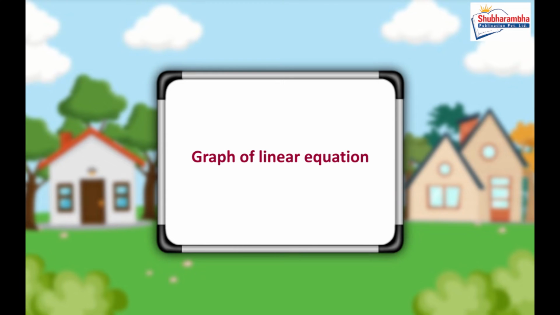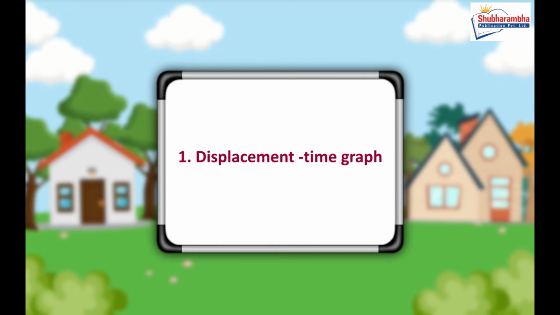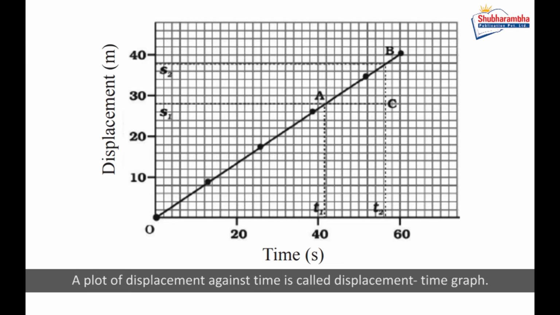Graph of linear equation. 1. Displacement time graph. The plot of displacement against time is called displacement time graph. In this graph, time is taken along the x-axis and displacement is taken along the y-axis. Displacement time graphs can be employed under various conditions, where objects move with uniform speed, non-uniform speed, remain at rest, etc. The velocity of the particle at any point can be found from the graph of its position as a function of time.